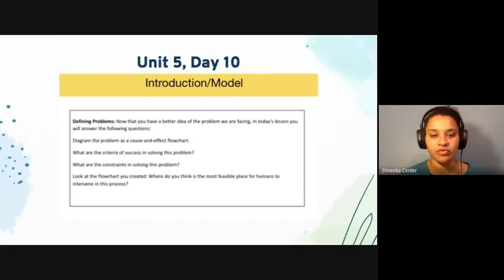Students are going to complete the flowchart for Unit 5, Day 10, where they're talking about the problem and cause and effect of human overpopulation.